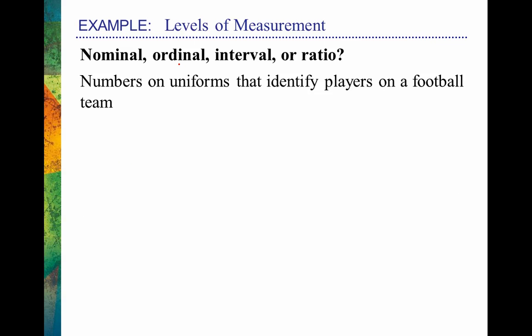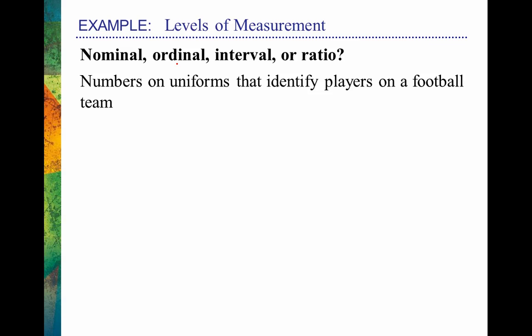All right, nominal, ordinal, interval, or ratio. Numbers on uniforms that identify players on a football team. So we're going to see various numbers on people's jerseys. I want to determine what type of data I'm dealing with if I was collecting that data. Here we've got names of categories, so the names would be the numbers. Someone is number 99 or someone is number 12. Can I put those in some type of meaningful order? And remember, when we talk about meaningful order, we're talking about from smallest to largest in some meaningful way. Well, in this case, although it seems like we're dealing with numbers, those numbers are just naming the players. Those numbers are not describing something of any type of value.